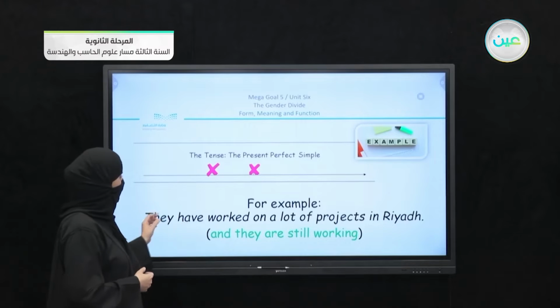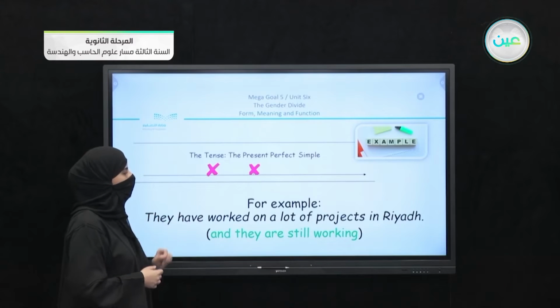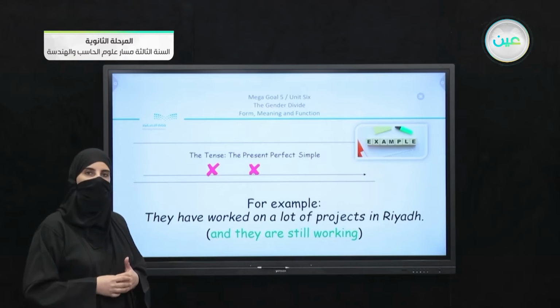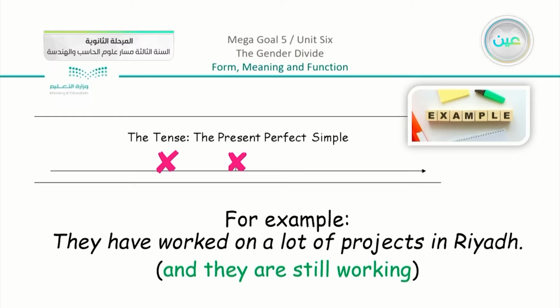Now we can see that we have here "have" plus "worked," which is in the past participle form. Of course, it is a regular verb. That's why we have the -ed. Now, they are still working. We can say that there is an effect in the present or something that is still continuing to the present time. Now we have the basic idea, which is the connection.